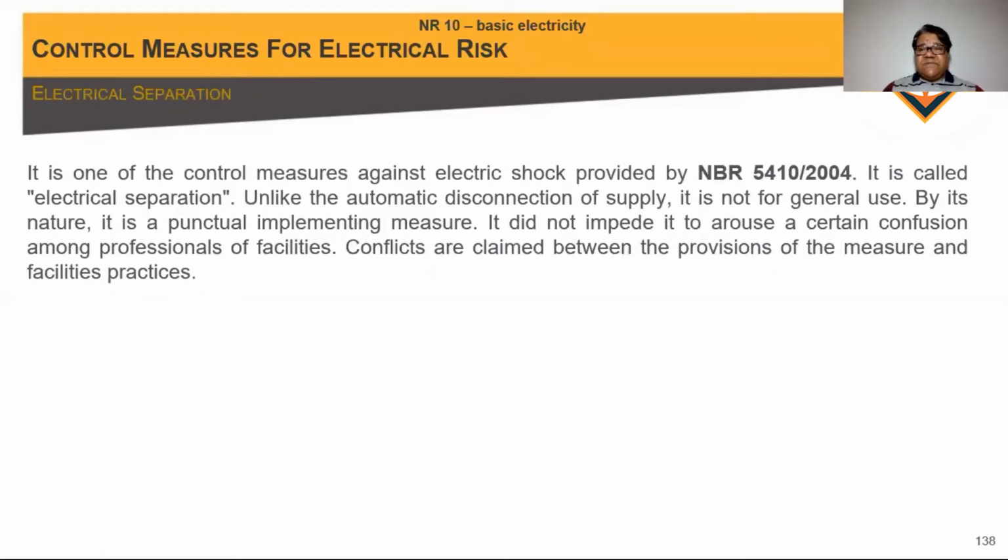Electric separation. It is one of the control measures against electric shock provided by the NBR 5410 from 2004. It is called electrical separation. Unlike the automatic disconnection of supply, it is not for general use. By its nature, it is a punctual implementing measure. It did not impede it from arousing a certain confusion among professionals of facilities. Conflicts are claimed between the provisions of the measure and the facility practices.